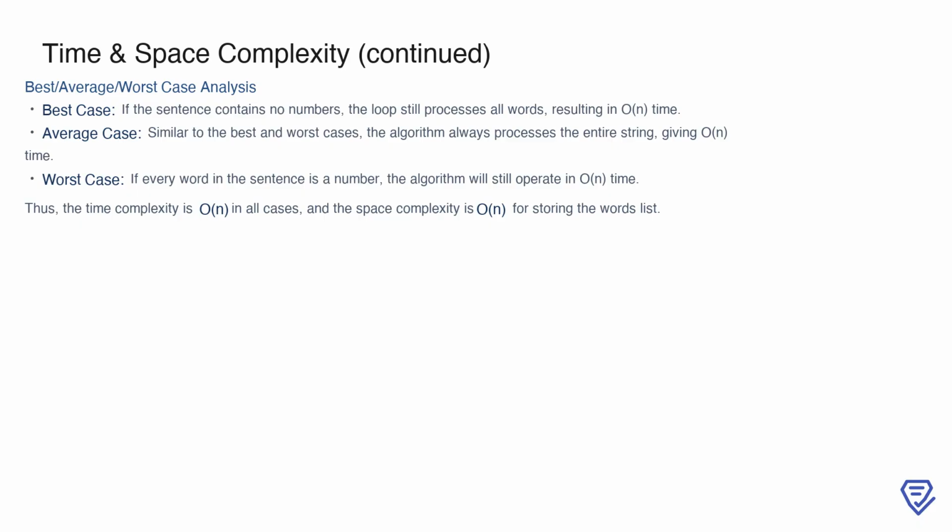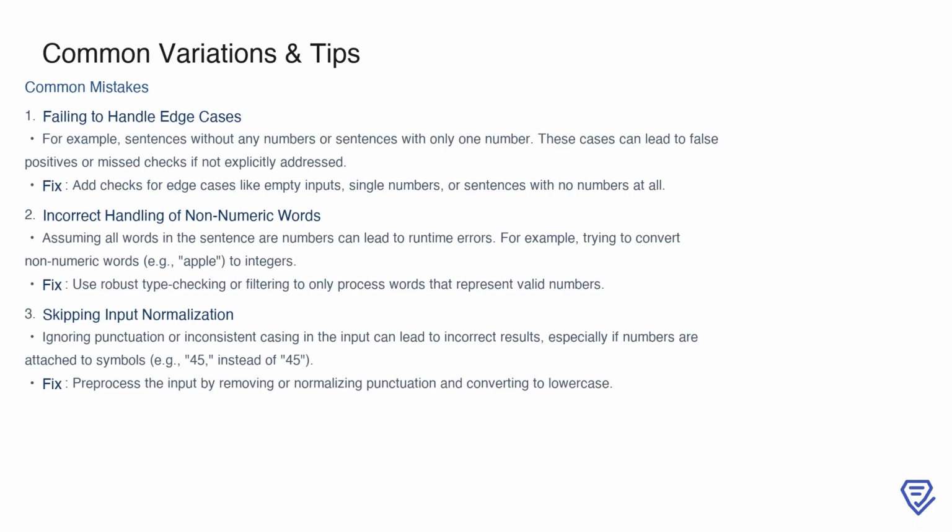The space complexity also stays consistent at O(n) due to the list of words. In summary, the algorithm exhibits O(n) time and O(n) space complexity across all scenarios, making it highly efficient and well suited for this problem. When solving this problem, there are a few common mistakes to watch out for.